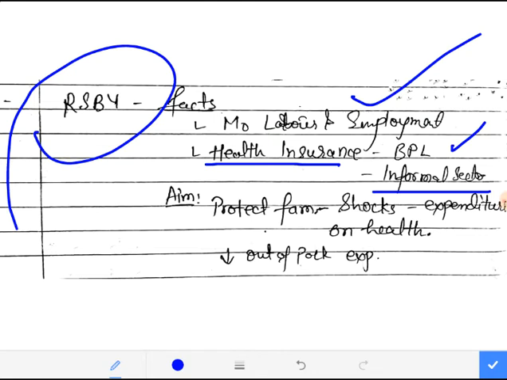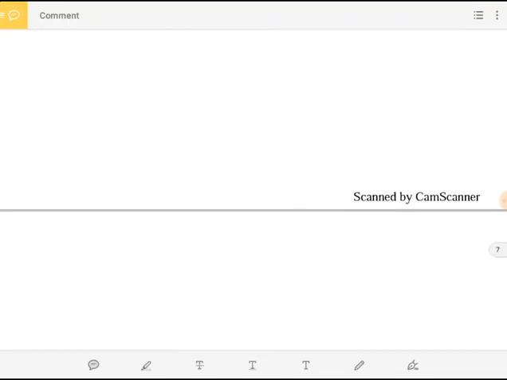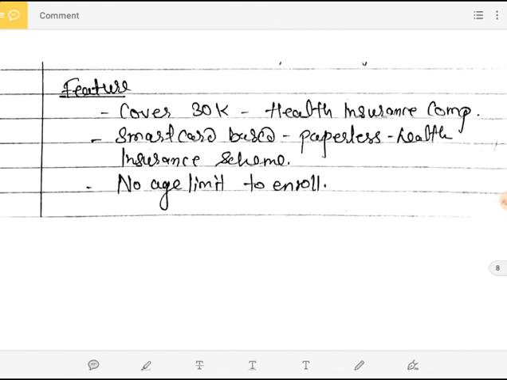And it has the aim to protect the family against the shocks of the expenditure on health, right? As well as it helps in reducing the out of pocket expenditure. Now, what are the features of it, guys, which is mentioned by the government?